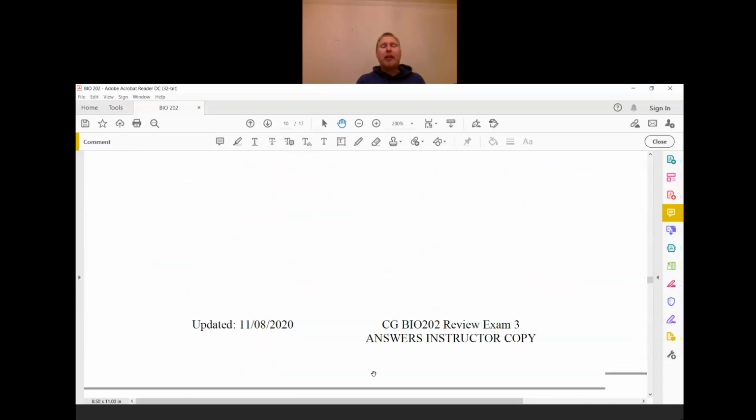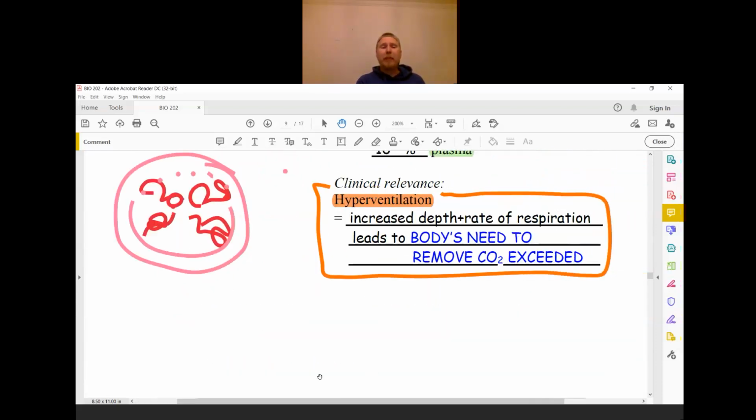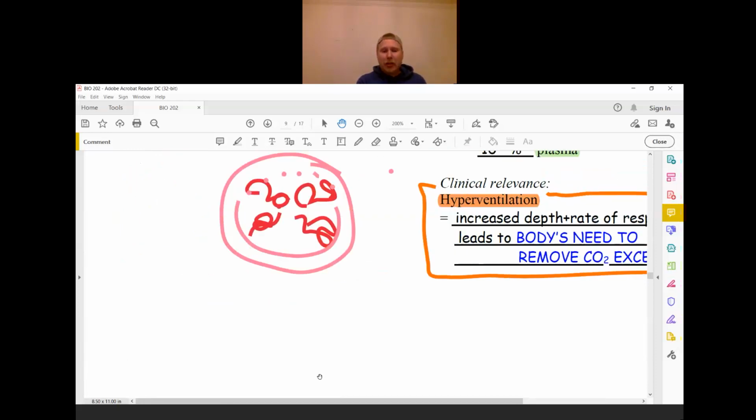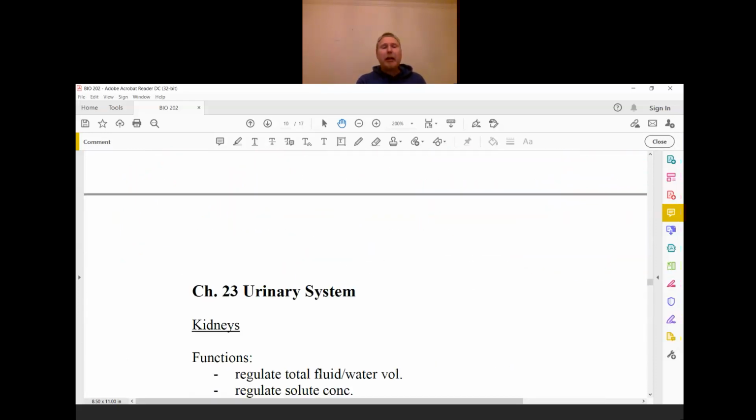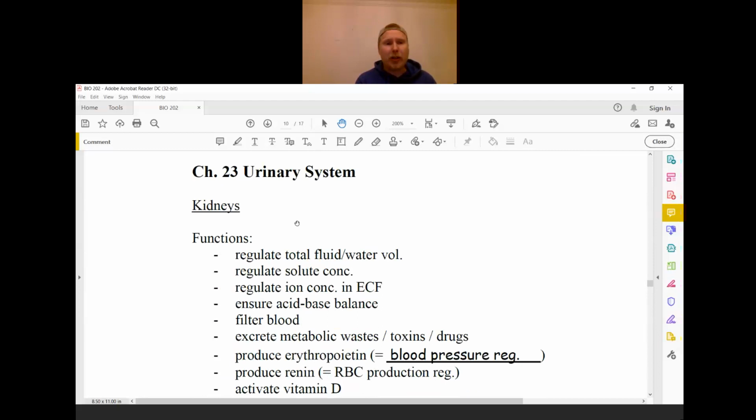That really covers everything that I had to say about the respiratory system. And the next system that we'll have a look at is going to be the urinary system. We're going to go through all parts of the urinary system, but we're going to focus especially on the nephron as the key structural and functional component of the urinary system.